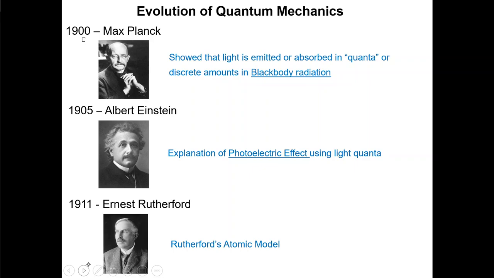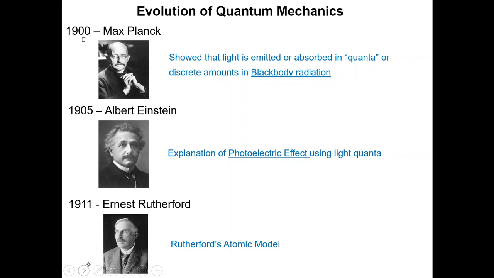Then in 1905, Albert Einstein explained the photoelectric effect. The photoelectric effect had been observed for many years, I would say more than a decade. But it was Einstein in 1905 who explained the photoelectric effect, again using the concept of quanta, which was introduced by Max Planck a few years earlier.